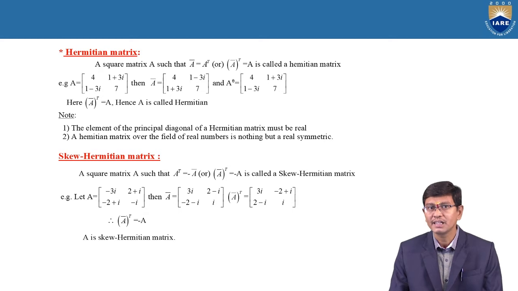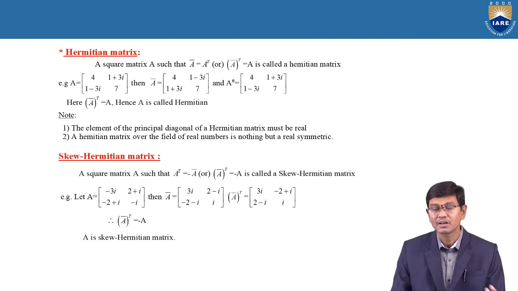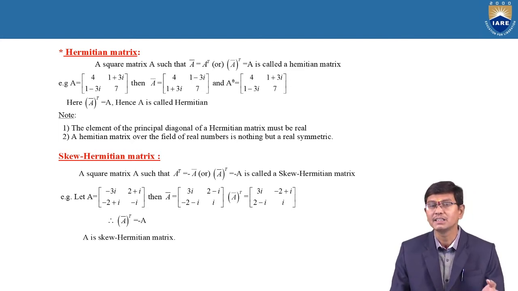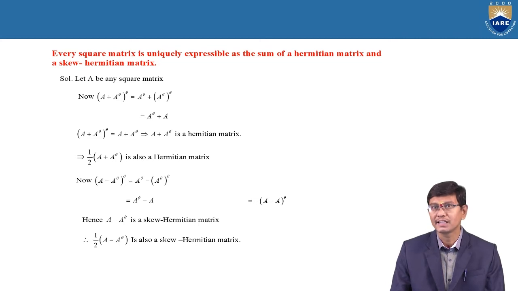Therefore, the condition is that A^θ = -A, that is, the conjugate transpose of the matrix is equal to the negative of the given matrix. One of the important properties of Hermitian and skew-Hermitian matrices is that every square matrix can be uniquely expressed as the sum of a Hermitian matrix and a skew-Hermitian matrix. This is also related to real matrices.